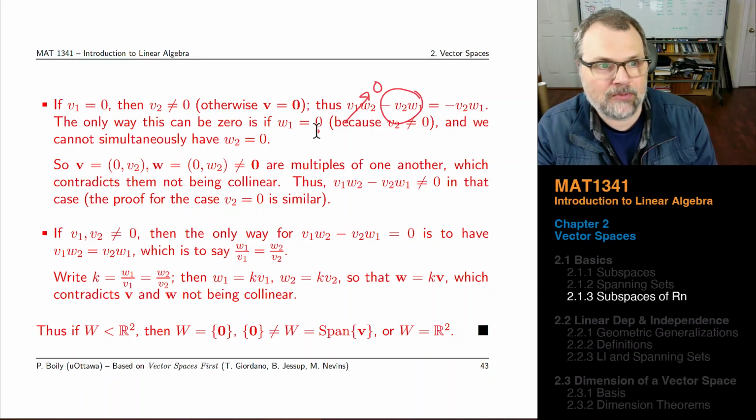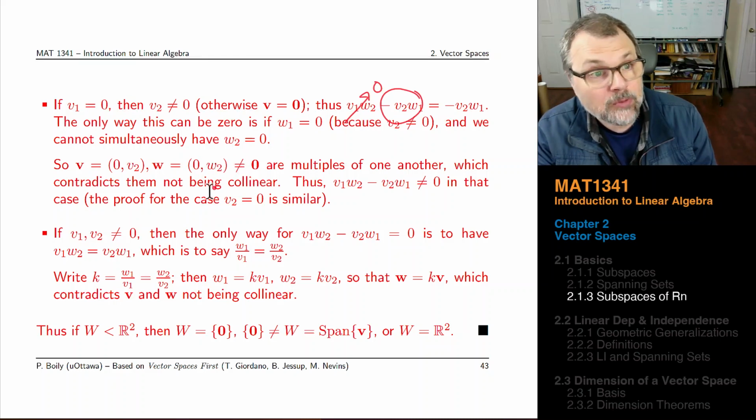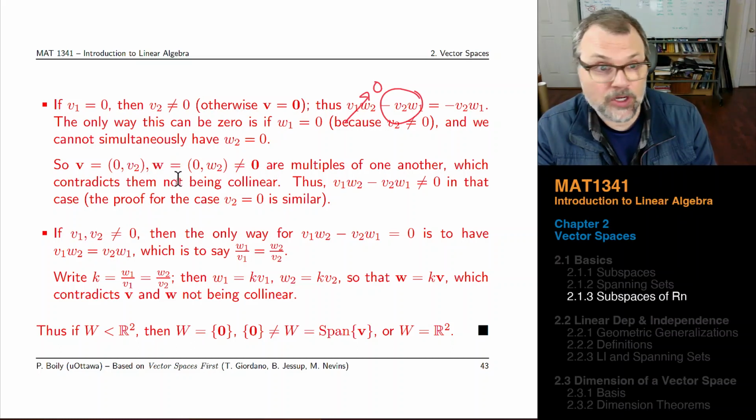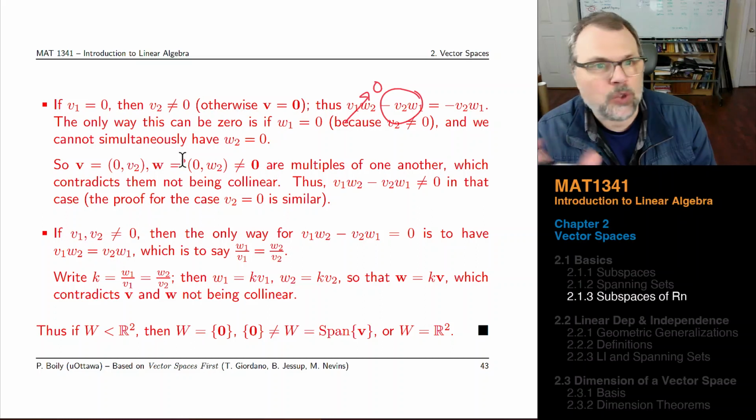And then that would be a problem because you'd have V, which would look like 0 V2, and W, which would look like 0 W2. They would both not be equal to 0, but they would be multiples of one another. One is a scaling of the other, which means that they are parallel. And that's a contradiction, because we've assumed to start with that V and W were not parallel, that they were not collinear. So if V1 is equal to 0, you cannot have that V1 W2 minus V2 W1 is equal to 0. That's impossible. And if you had V2 equal to 0, you get exactly the same proof. You just switch the 1 and the 2 throughout.